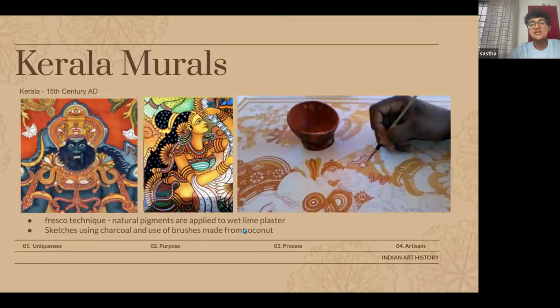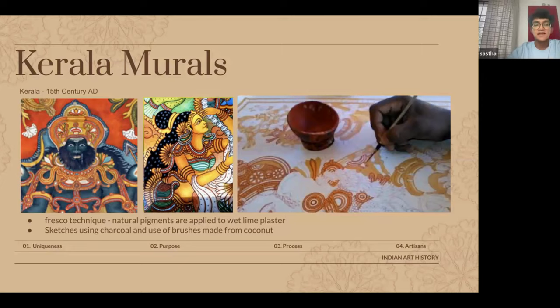The creation process of Kerala murals involves the technique called fresco, which is also known as water on water, where natural pigments are applied to wet lime plaster. This method ensures that the colors are absorbed into the plaster, and that the artwork is durable and long lasting. The process begins with preparing the surface by applying several layers of lime plaster. Once the surface is ready, the artist sketches the design using charcoal or a similar medium.